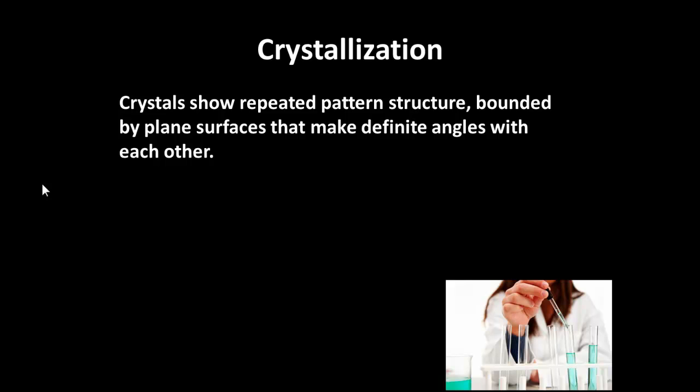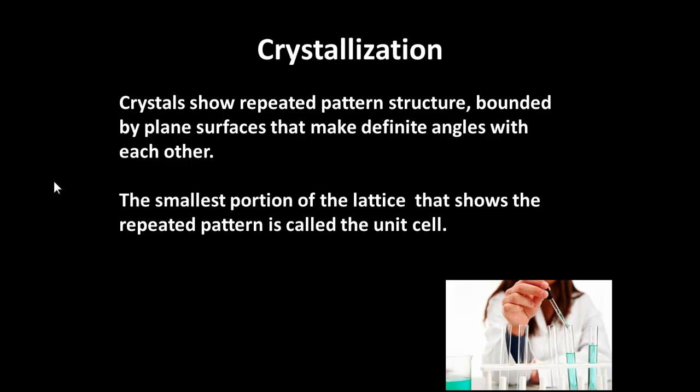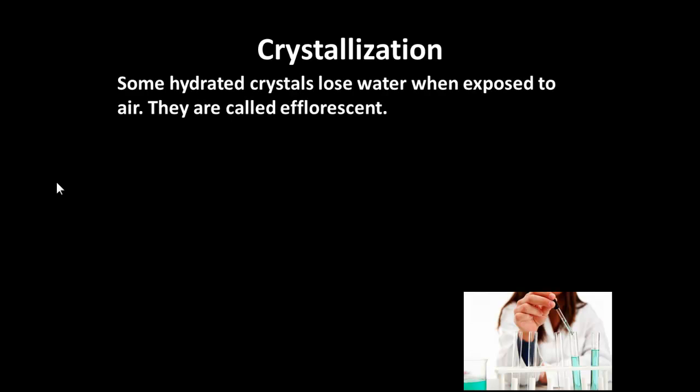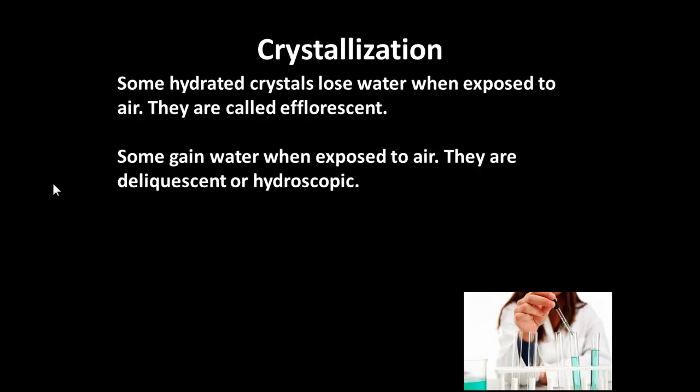And finally some work on crystals, which show repeated pattern structures, and the plane surfaces make distinct angles with each other. The smallest part of the lattice that shows the repeated pattern is called the unit cell. If you have a substance that in its crystalline form holds a definite amount of water, then we call its crystal structure a hydrate, and if you heat it we have an anhydrous powder, that means without water. Some hydrated crystals lose water when exposed to air, those are known as efflorescent crystals, and some gain water, they're called deliquescent or hygroscopic.